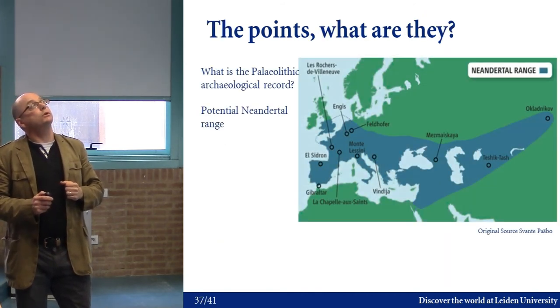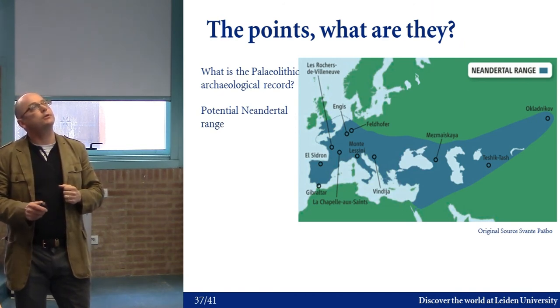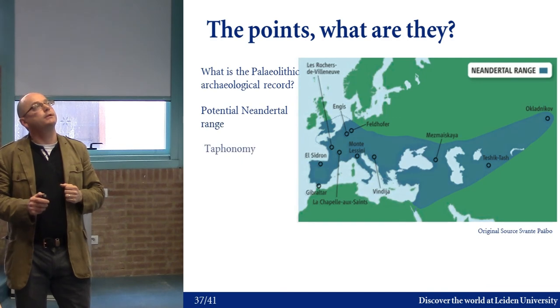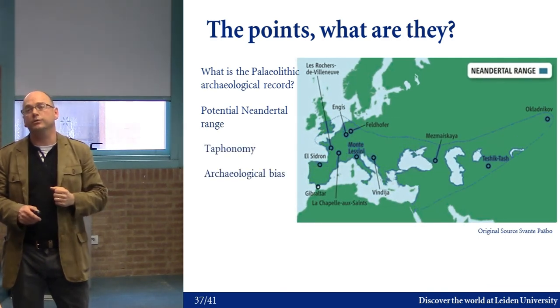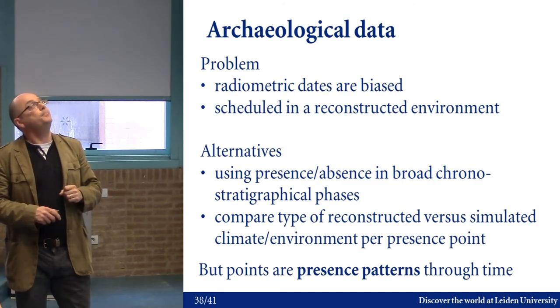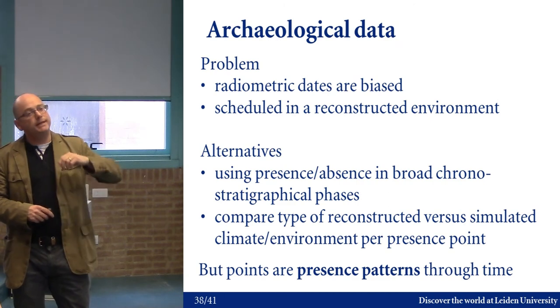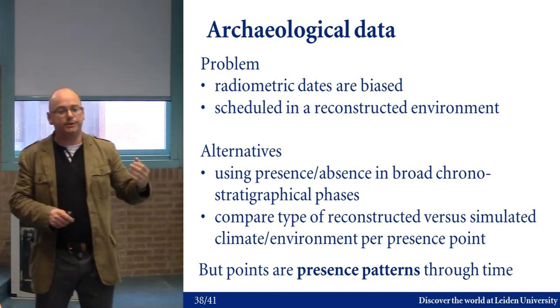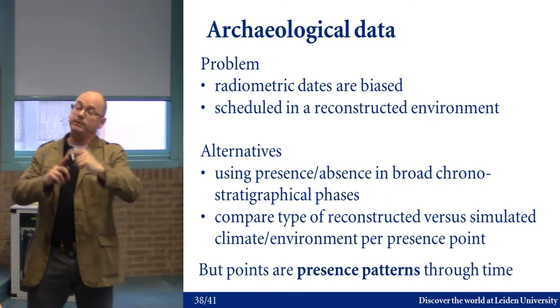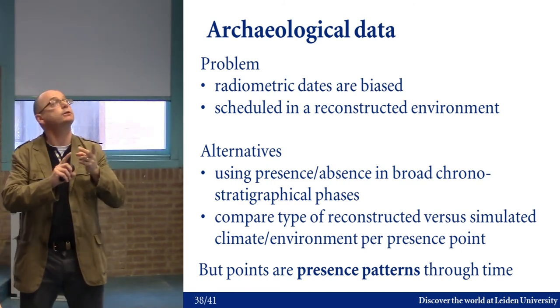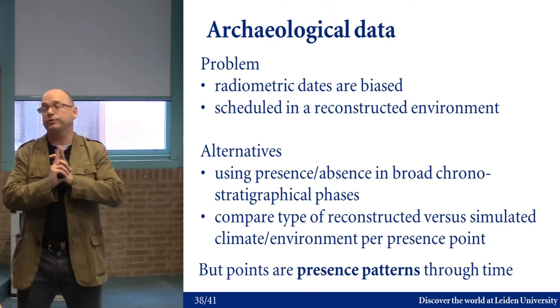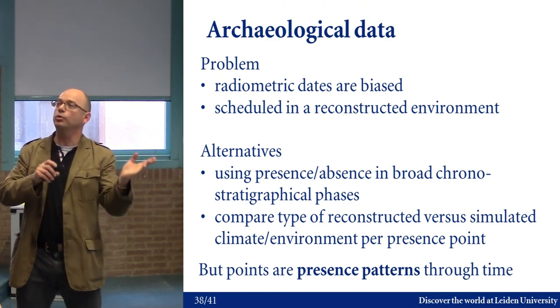I will show you the problem with the dates that we have. This is a reconstructed environment for Neanderthals. This is what taphonomy leaves us, and in the end we have only the archaeological bias. These are only these points that we have. Based on our research data, we use these radiometric dates, but there are alternatives like absence and presence in the MIS stages, or the reconstructed environment that we can use, cold versus warm.